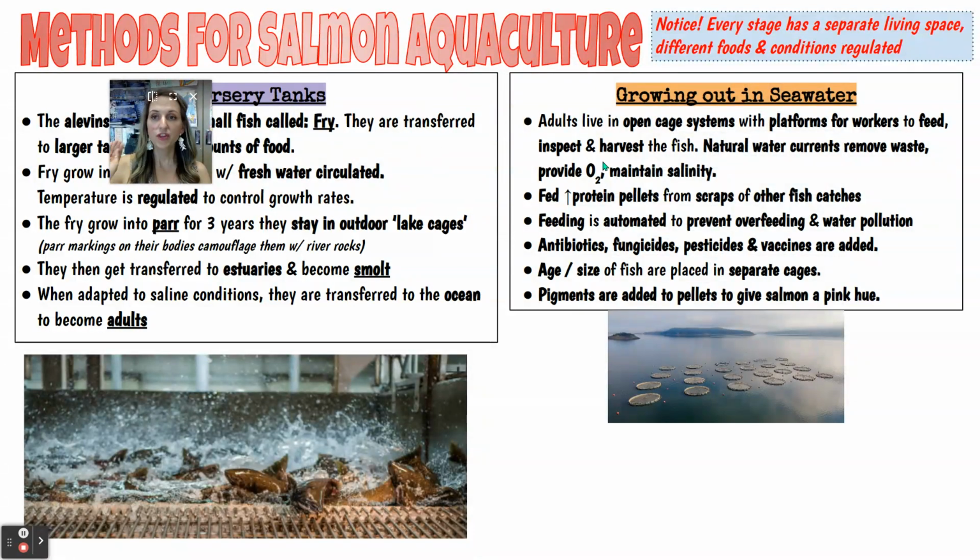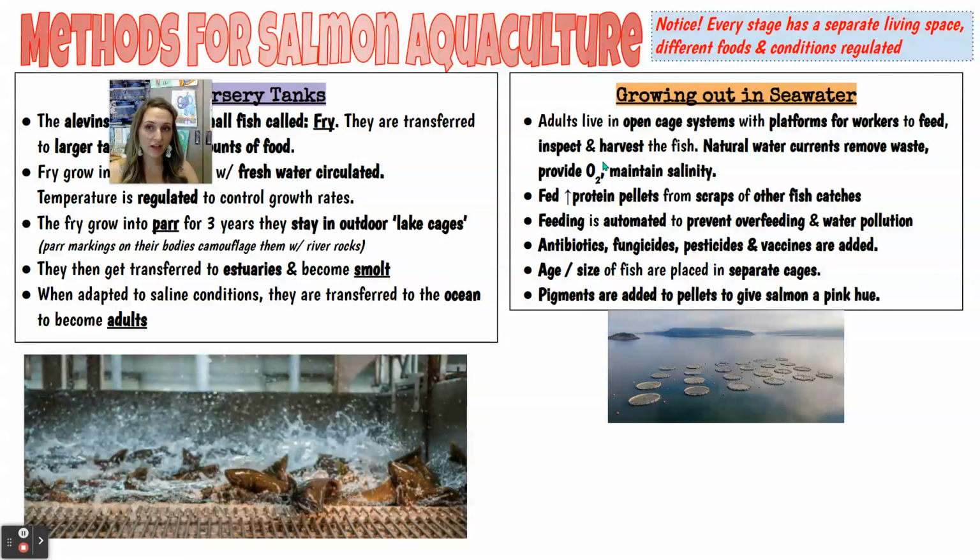Growing out in seawater, the adults will live in open cage systems. This is actually really prevalent in the northern parts of our country. So in the Northwest Pacific by Washington State and also British Columbia. So not our country, but still north of our continent.